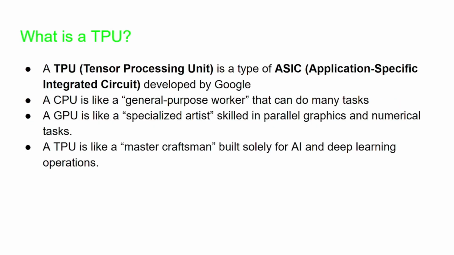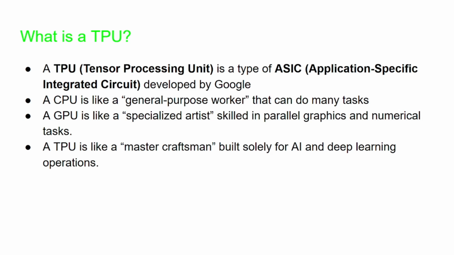So the first question is, what is a TPU? TPU is a Tensor Processing Unit. It is a type of ASIC, application specific integrated circuit, which is developed by Google to optimize the performance of the tensor calculations required in deep learning and neural networks. The name tensor comes from TensorFlow, the open source deep learning framework, and from the fundamental data structure, the tensor, used in machine learning, which represents multi-dimensional arrays.